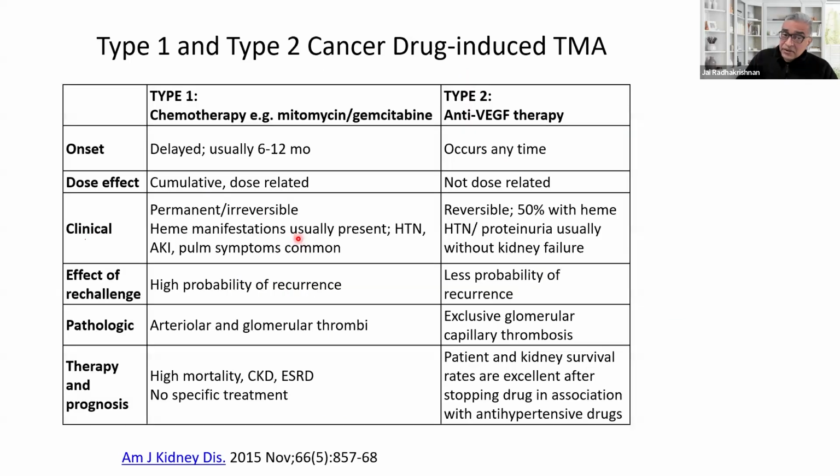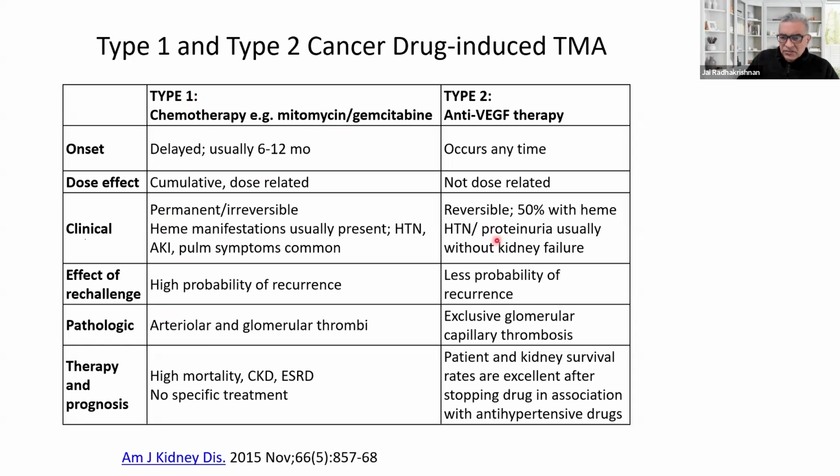Now, that's completely different from the type 1, what we call the direct cumulative toxicity. For example, from mitomycin and gemcitabine. This is delayed, whereas VEGF can occur anytime. And the important point is the clinical course is completely different. Type 1 is completely bad. It's permanent, high probability of recurrence. You get widespread thrombi and a very high mortality.